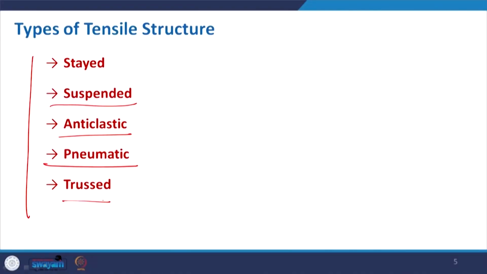So, we will discuss in that particular slide what is anticlastic. Then pneumatic is basically the structure made with the pressure of the air that can form the pneumatic structure. And truss, sometimes we can go with the cable truss, and we will discuss that as well.